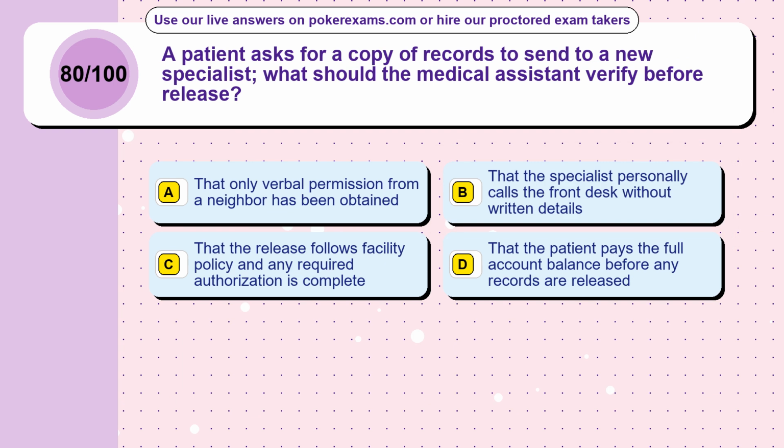Question 80. A patient asks for a copy of records to send to a new specialist. What should the medical assistant verify before release?